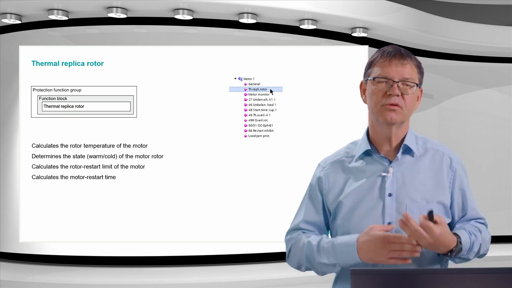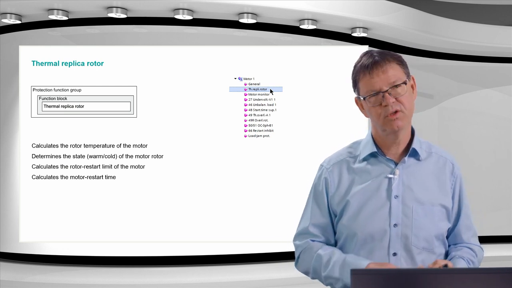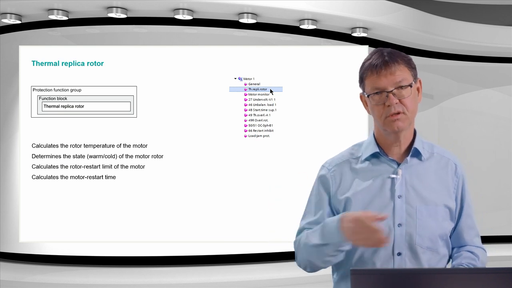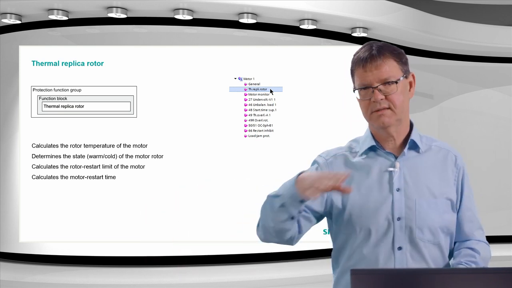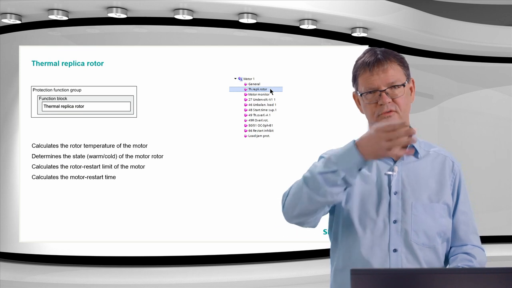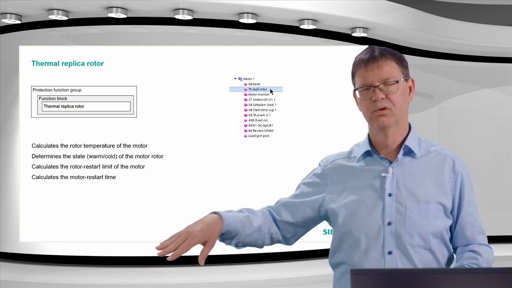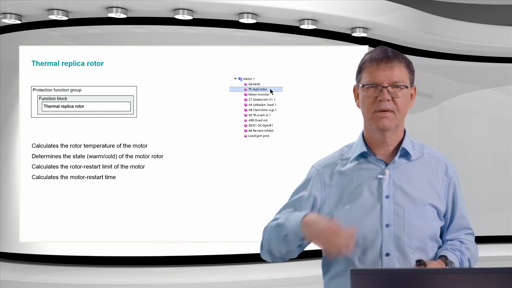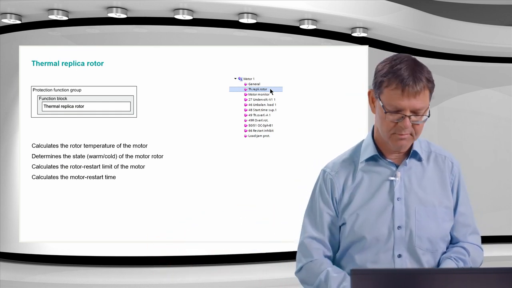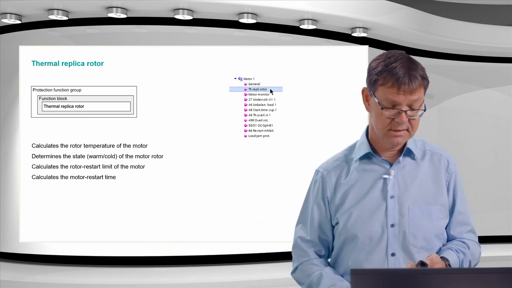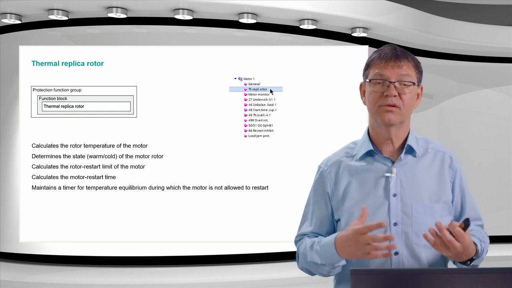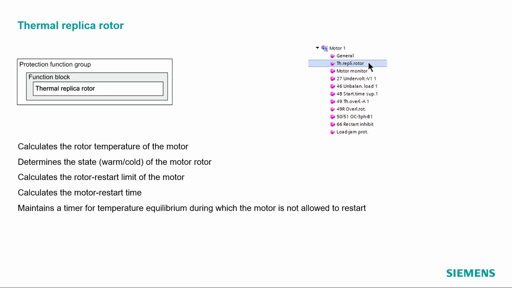And it calculates the motor restart time. This is the time from when I overshoot this threshold, this restart limit temperature, until I cross that temperature again when the motor is switched off or when the motor is running. The temperature cools down, and then I have a certain time until I'm back at this temperature level. So this would be the motor restart time. And with a timer for the so-called temperature equilibrium, during which the motor is not allowed to start.